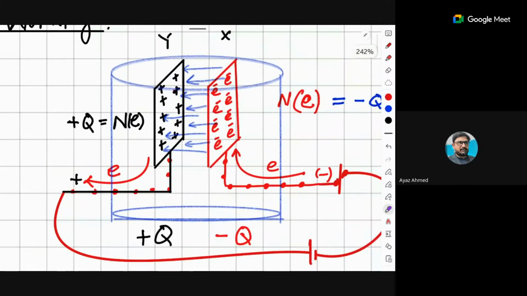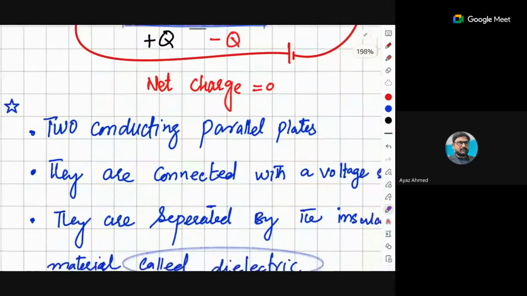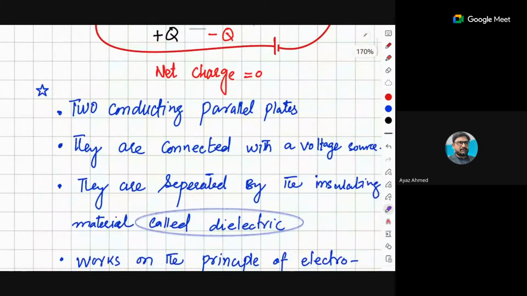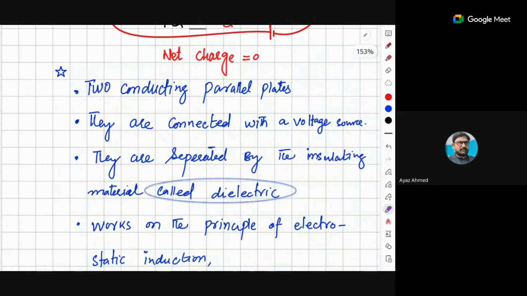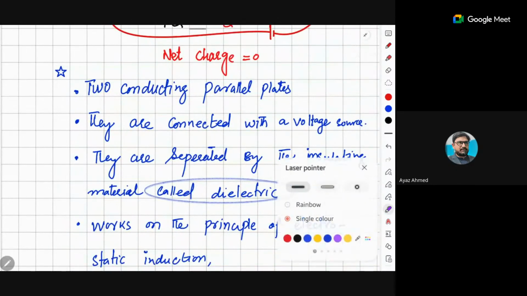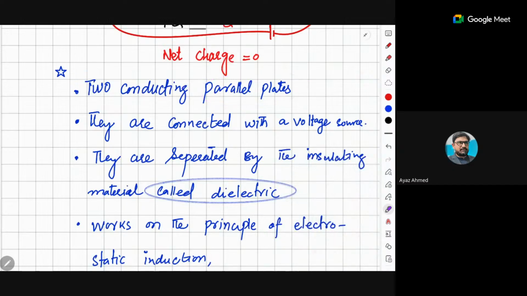Okay. So now there is the construction of a capacitor. There are two conducting parallel plates. I have shown you those plates, right? Parallel plates. They are connected with a voltage source, and they are separated by an insulating material called dielectric. What is the name of that material? That material is called dielectric.